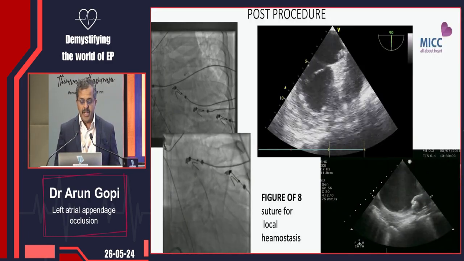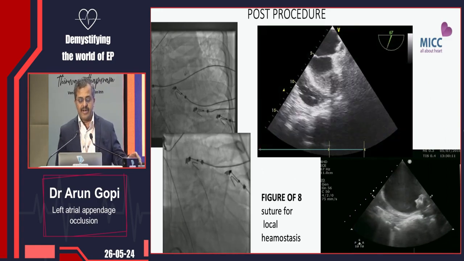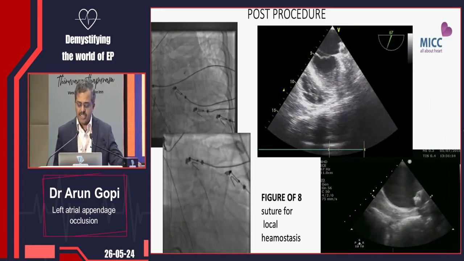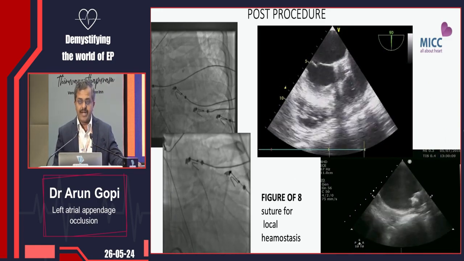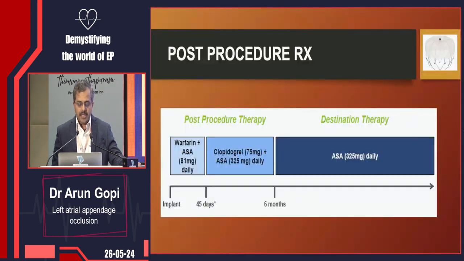The whole procedure is done. So this is the device released in the left atrial appendage, and the local hemostasis is achieved by a figure of 8 suture, as we do for any large size venous access. The post-procedure initially required warfarin or any of the NOACs for the first 45 days, then followed by dual antiplatelet for 6 months, and then aspirin long term.